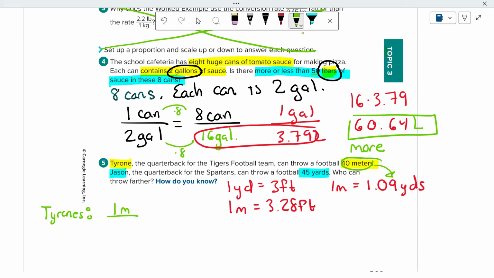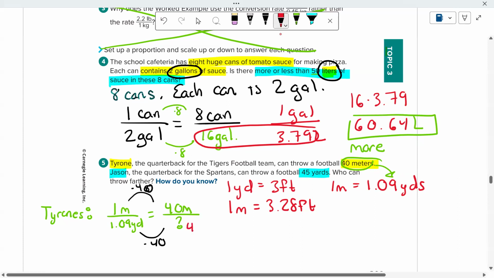1 meter is 1.09 yards. We have 40 meters, and I don't know how many yards. You could set it up 1 times 40. What you do to the numerator, you do to the denominator. So come on, calculator. 40 times 1.09, 43.06. So the answer is 43.06 yards. So now we have to ask our question.